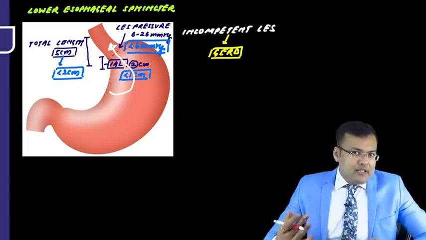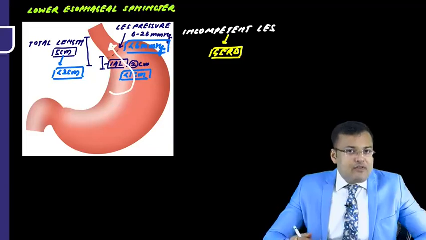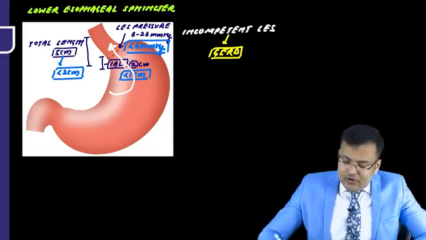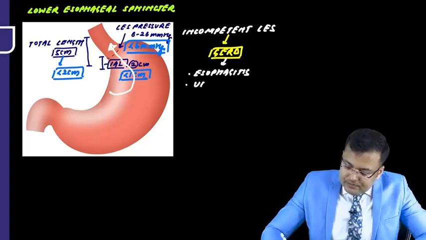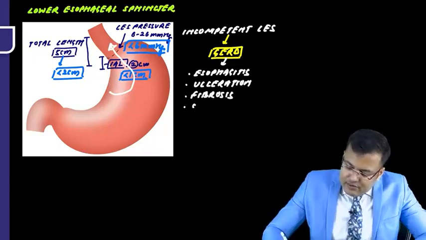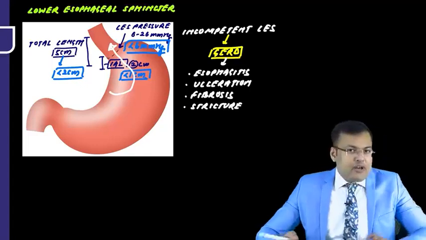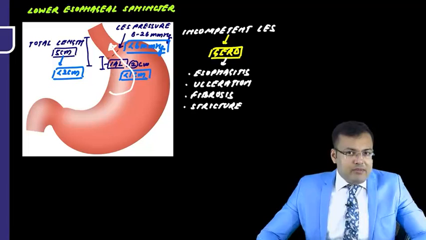And because of this gastroesophageal reflux disease, what will happen? First, the patients are going to develop esophagitis. After that, there is ulceration. After that, there is fibrosis. After that, there is stricture. And because of chronic injury, there can be columnar metaplasia.